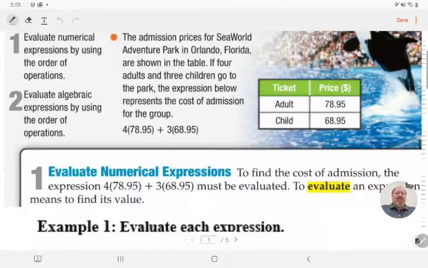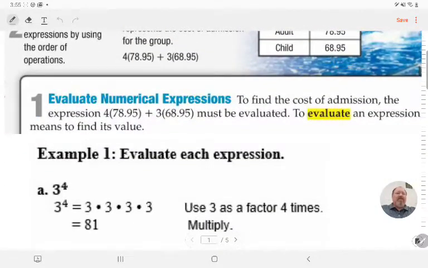It says, the admission prices for SeaWorld Adventure Park in Orlando, Florida are shown in the table. If 4 adults and 3 children go to the park, the expression below represents the cost of admission for the group. So it would be 4 adults times $78.95 a ticket plus 3 children at $68.95 a ticket. So to find the cost of admission, the expression 4 times 78.95 plus 3 times 68.95 must be evaluated. To evaluate an expression means to find its value.